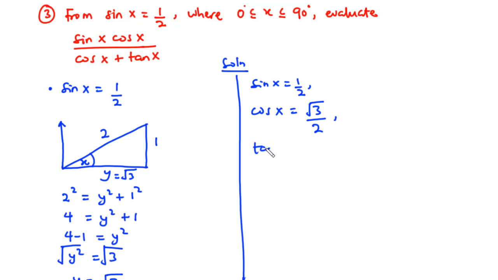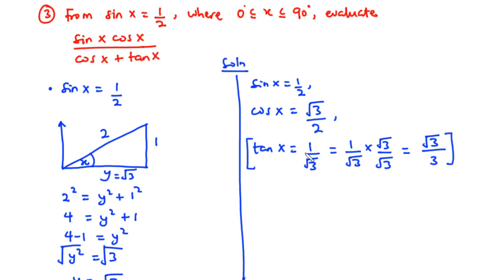And then for tan x, we have opposite over adjacent. So that is 1 over root 3. However, we need to rationalize this. So this is equal to 1 over root 3 times root 3 over root 3. So we multiply top and bottom by root 3. Now this is equal to root 3 divided by root 3 times root 3, which is root 3 squared, which gives us 3. So this is the value of tan x: root 3 over 3.